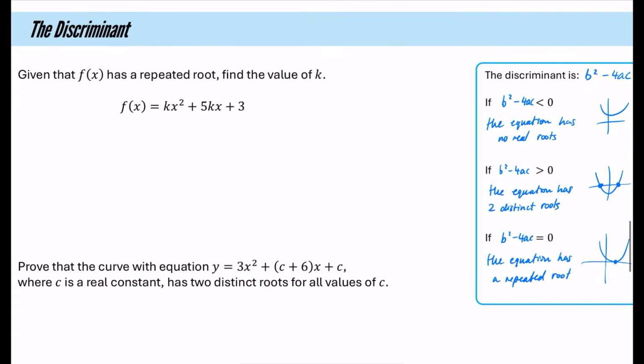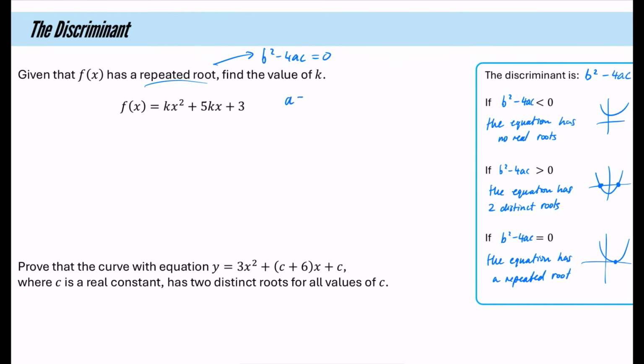So for the discriminant, we've got this question here. It says, given that f of x has a repeated root, find the value of k. Okay, well, repeated root is this one that we've got down here. So we're going to say repeated root means b squared minus 4ac is equal to 0.